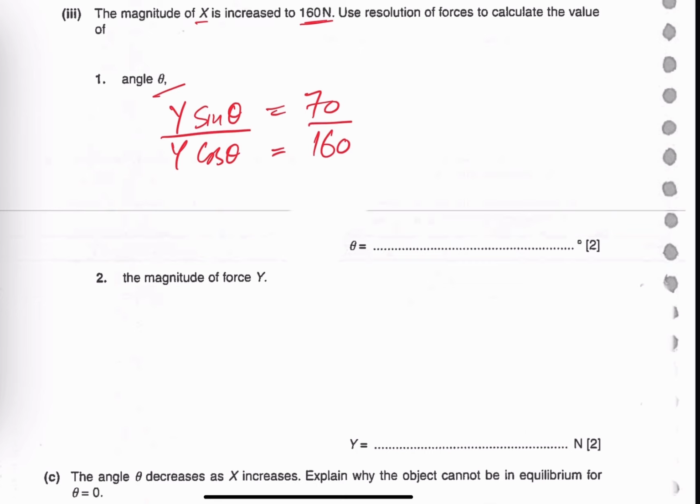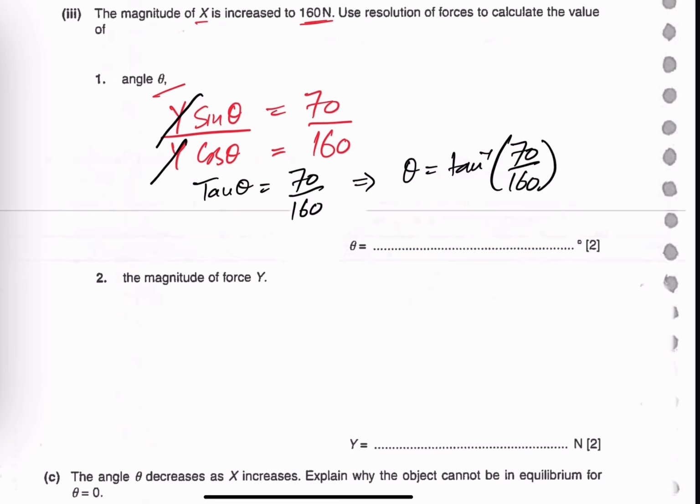We can divide them. If you divide them, this y will cancel out. Sine theta over cos theta will be tan theta. Tan theta is equal to 70 divided by 160. And we need theta. Theta will be tan inverse of 70 by 160. This will give you 23.6 degrees. So it can be written as 24 degrees, okay? Roundabout value.